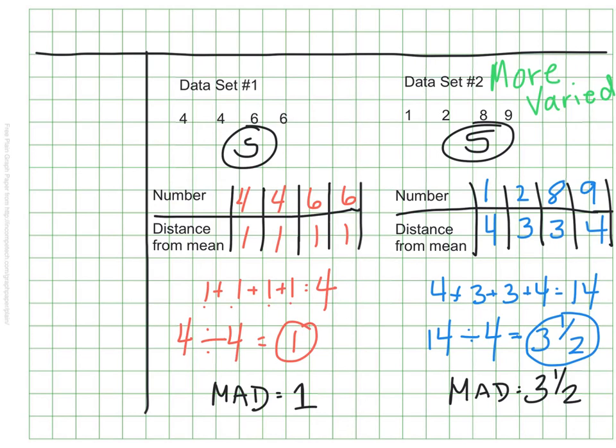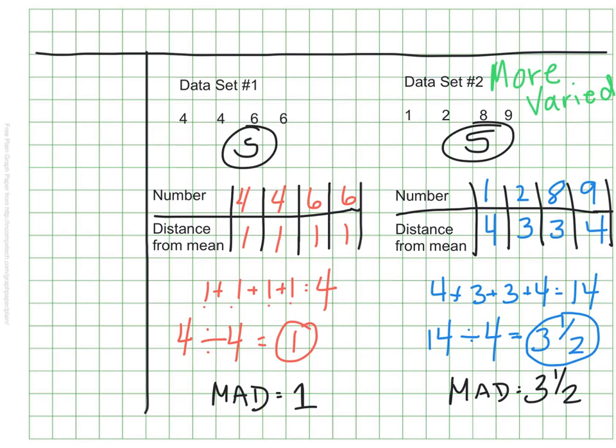We found that by finding the mean absolute deviation of the data sets. We found the distance of each point in the set from the mean. Then we found the mean of that distance to see on average how far each point was from the mean.